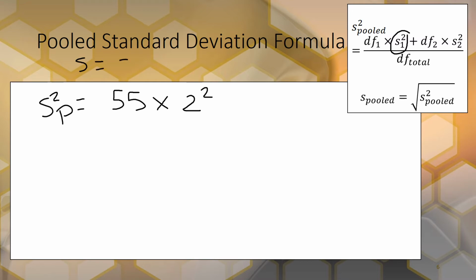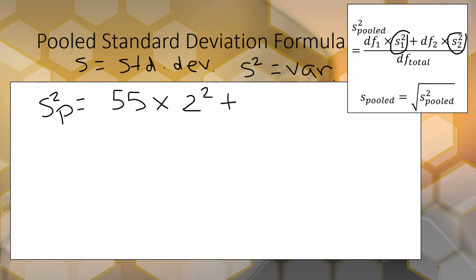So S is standard deviation, and S squared is the variance. Let's keep that in mind. The standard deviation squared is the variance. Okay? That's for both of these here.